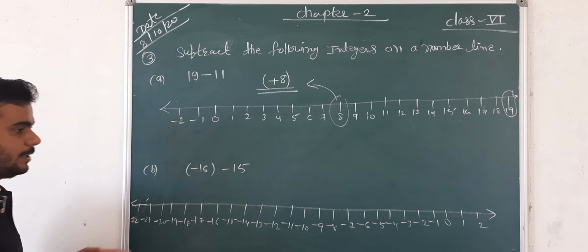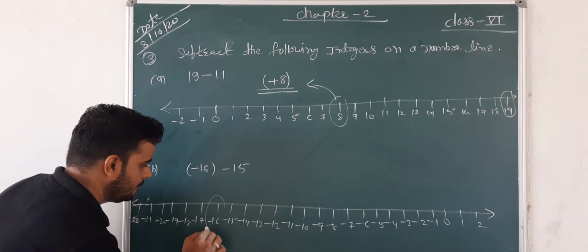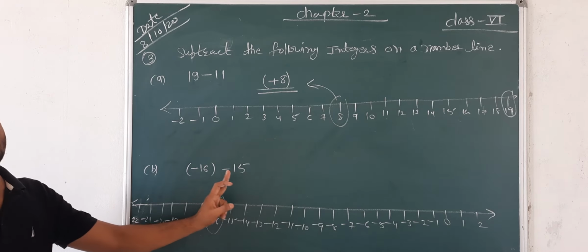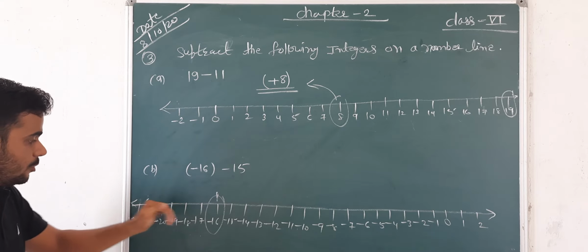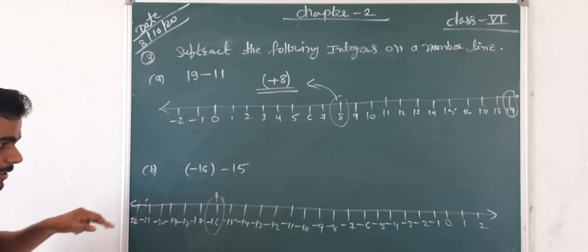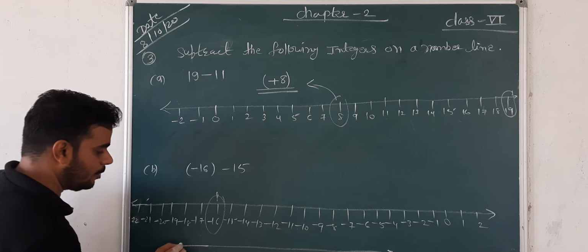Negative 22. Okay, so first number is negative 16, so we are here on negative 16. Okay, and the second symbol is negative. When the negative symbol is there, then we will move to the left hand side. And how much? 15. You have to move left 15. So 15 is not here, so again you have to make one more line. After that you have to make one more.